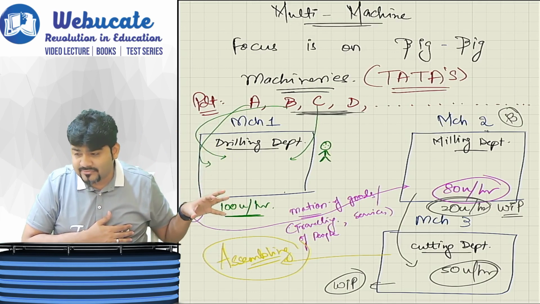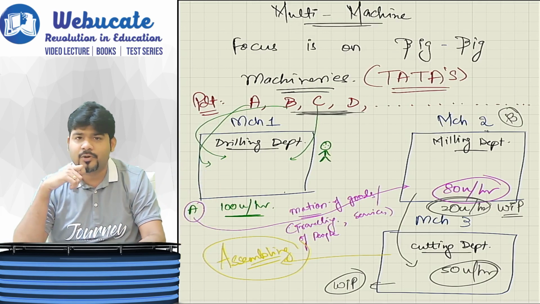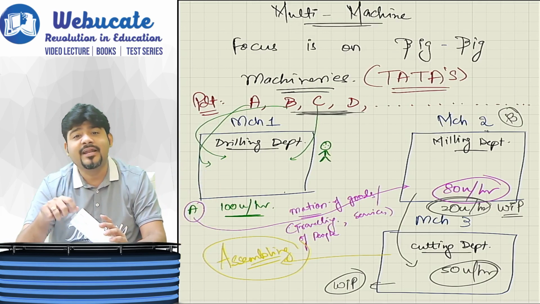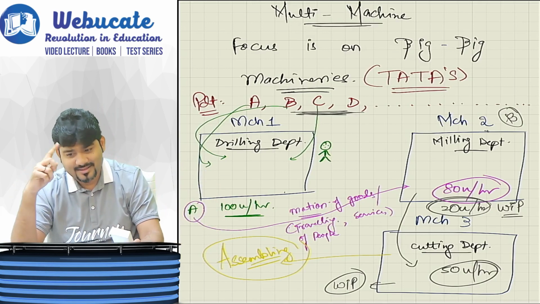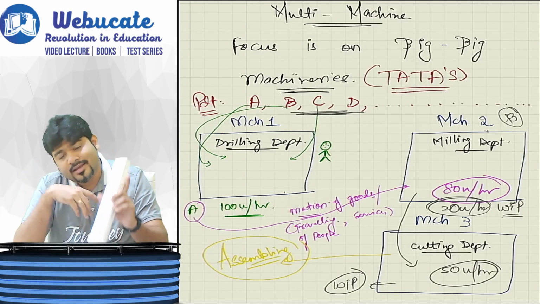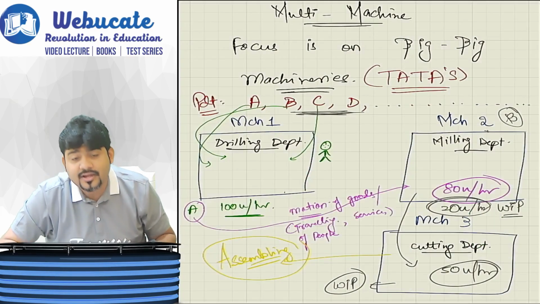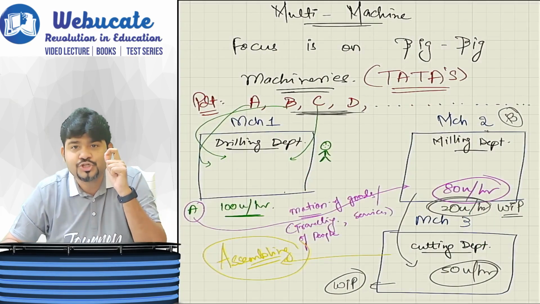Now the assembling team will go to the drilling department and say, boss, drilling has not been done properly. Now if drilling will be redone, are you understanding? Then milling will also have to be redone. Then cutting will also have to be redone. OMG. So this will create a big issue.